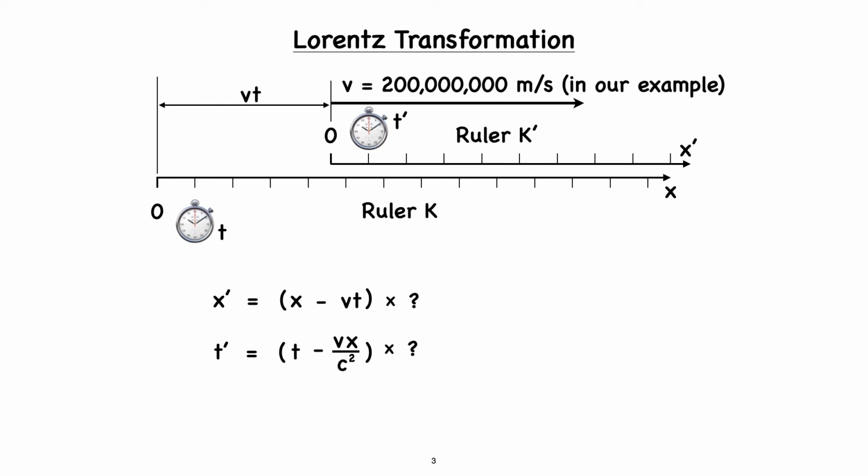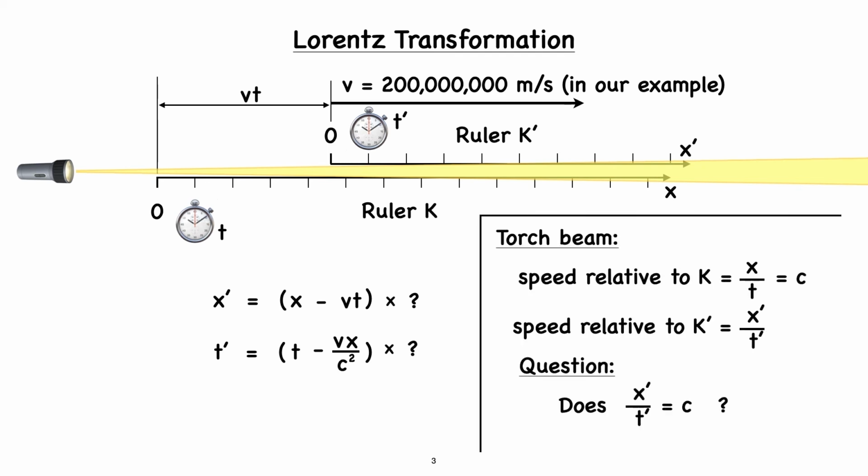This is very easy to demonstrate. Let's do it now. Let's introduce a stationary torch and turn it on so that the beam of light travels across the top of the two rulers like this. We know that the speed of the beam above k will be light speed. So x upon t will be the light speed c. The question is, will x dash upon t dash also equal c, irrespective of what speed ruler k dash is travelling at? Well, we actually already know it does, so it only remains to demonstrate this. Don't worry, it's very quick and easy. Let's do it now.